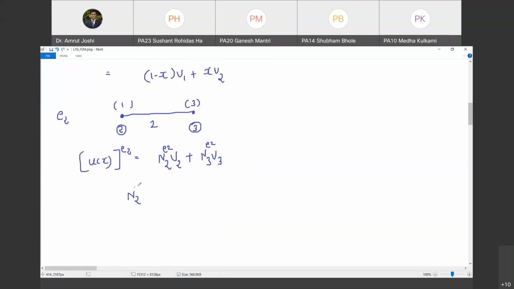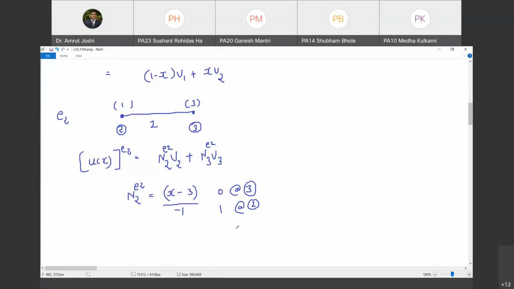What is the condition? N2 for element number 2 must be equal to 1 at 2 and 0 at 3. Do you agree? Yes, sir. So how do I write this? It is x minus x3 divided by x2 minus x3, that is x minus 3. And if I evaluate the value of this function at 2, it is going to be 2 minus 3, which is minus 1. So I am going to write this as minus 1 divided by minus 1. Are you with me? Yes, sir.